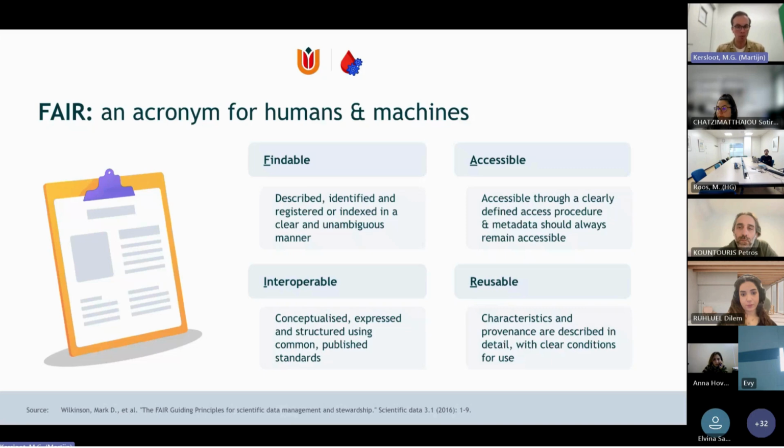Accessibility means that your data and your metadata are accessible through clearly described access procedures, and that the metadata that you collect, so the data about your data describing the data sets that you have, are always accessible even when your data is not accessible anymore. Interoperability means that you express and structure your data according to common published standards based in your domain. And reusability means that the characteristics and the provenance, so for example, the contact information about your data sets are well described with clear conditions of who can use your data under what circumstances. And we'll touch upon all of these principles in a bit.